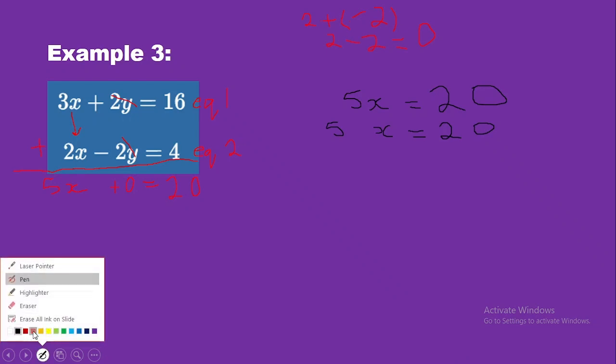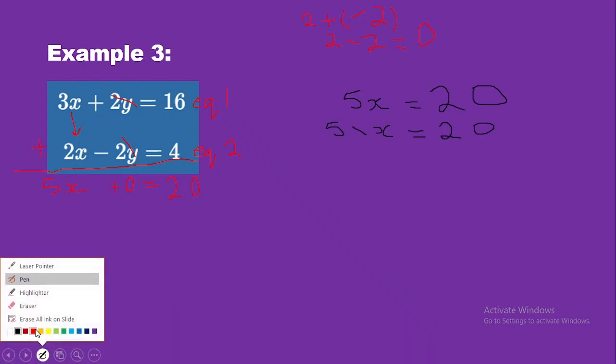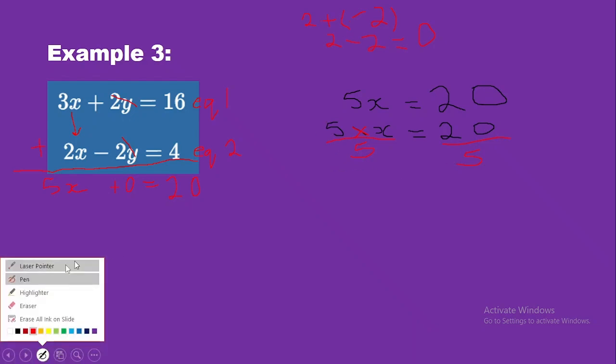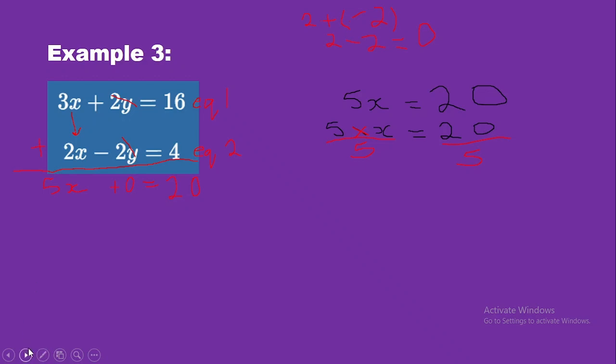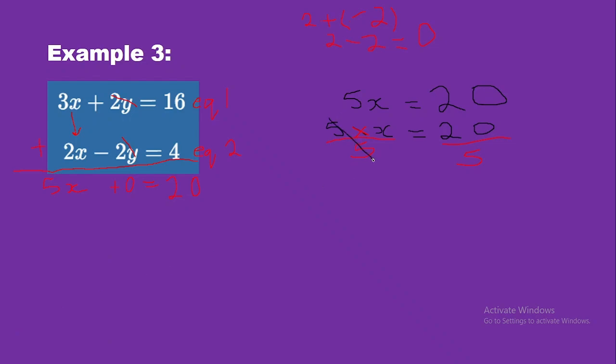Let me change the pen color so you can see. Because our 5 is multiplying our x, 5x is just 5 multiplied by x. So in order to get rid of the 5, we can divide both sides by 5. If we divide both sides by 5, the 5s will cancel each other out on our left hand side.